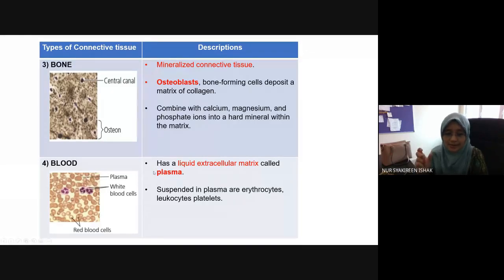So the blood, the extracellular matrix is the plasma, okay, it is in liquid form. And then you have cells that are suspended in the plasma, which is the red blood cells, erythrocyte, white blood cells, then the leukocytes, and also the platelets.